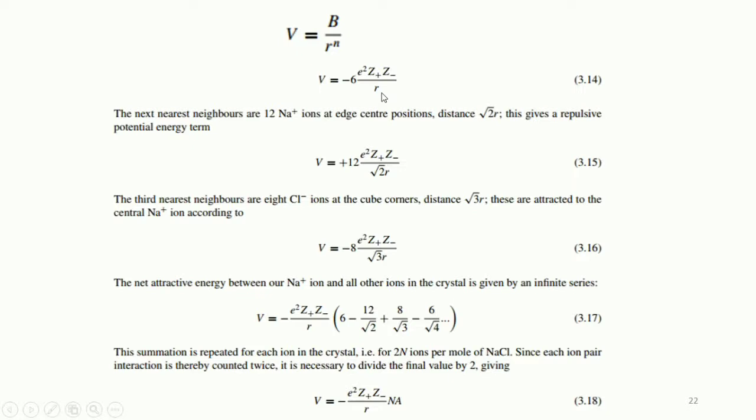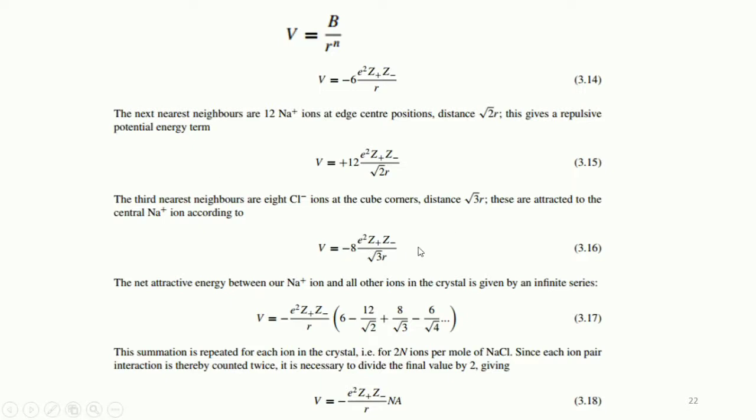The next nearest neighbors are 12 sodium ions at the edge-center positions. R2 is a repulsive potential energy term, and this is shown here. The third nearest neighbors are 8 chloride ions at the cube corners, and the equation for these 8 chloride ions is here.